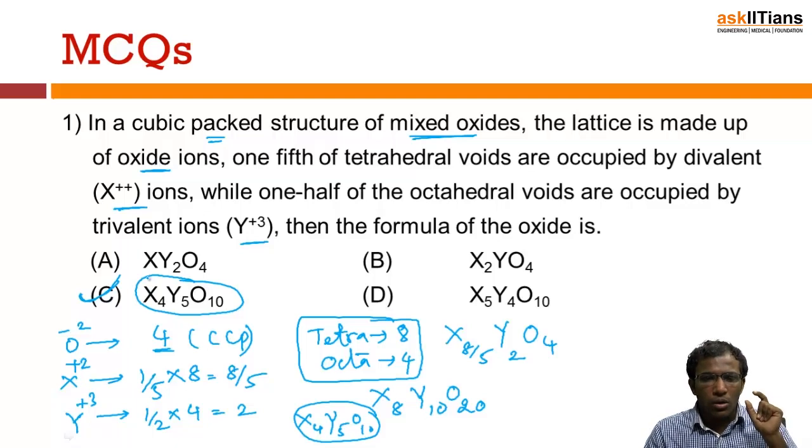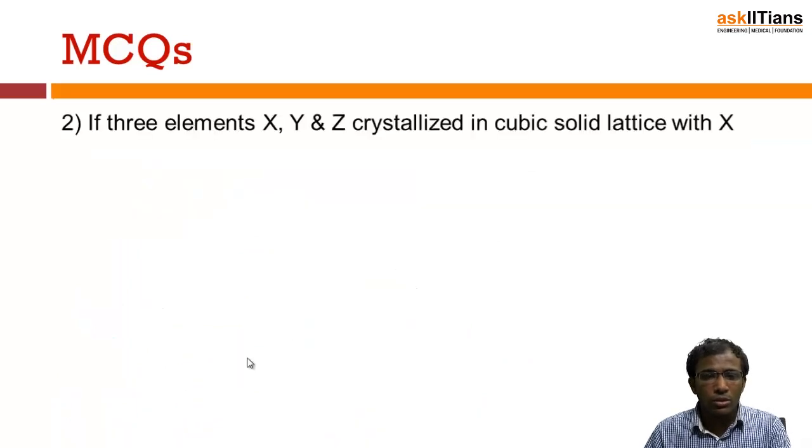Write which are forming the lattice and which are occupying, and what are all occupying the tetrahedral and octahedral voids. It is good if you write this information aside so that you don't get confused and you don't have to remember. So this is the first multiple choice question, and let's go to the next question.